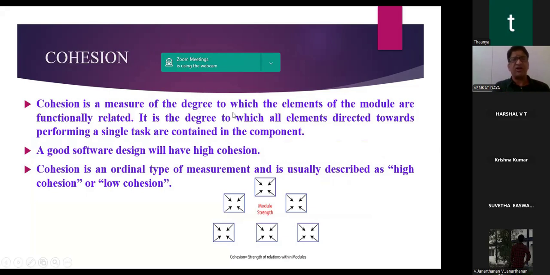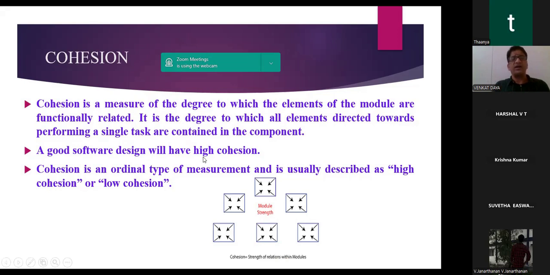Cohesion is a measure of the degree to which the elements within the module, the small functions and variables, are all functionally related. Are they closely related? It's the degree to which all elements are directed towards performing a task, for example, making a payment through some payment gateway. Do we have only the functionalities and related things about the payment? Is there anything which is not relevant? That is what we are looking at.